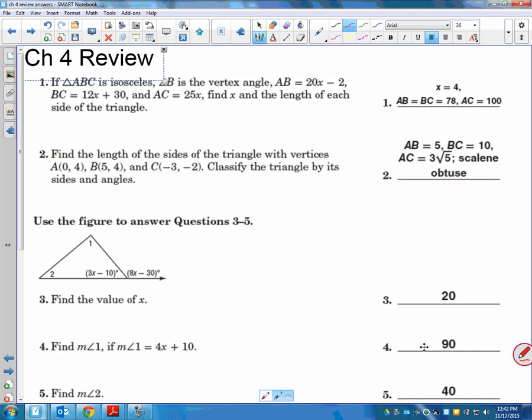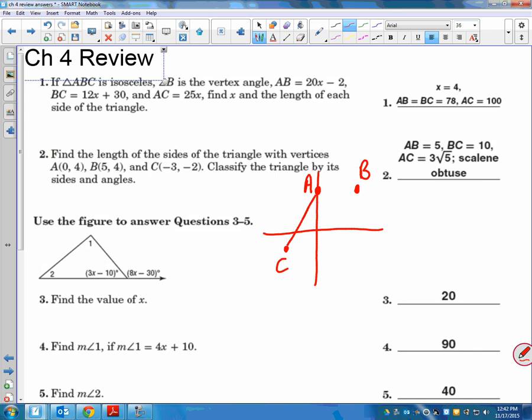lengths of the sides. You could graph it if you want. You don't have to graph it. I'm gonna sketchy graph it, meaning I'm not really gonna mark it. I'm just gonna kind of go in this general area. 0, 4, I'm gonna say that's A, and then 5, 4, I'm gonna say that's B, and then -3, -2, I'm gonna say that's about here.